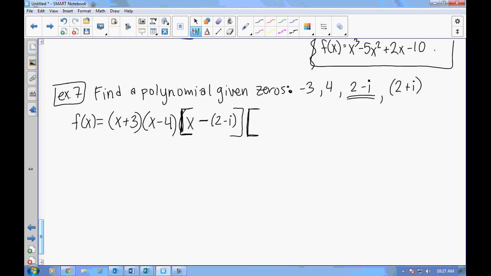This one, what's the sign of 2? Positive, so we're going to write x minus, because the inverse of positive is minus, in the grouping, 2 plus i. That's the setup. To find the answer, I think we have this really quick. You need to multiply everything through. I would do these two binomials together. That's the easy part.